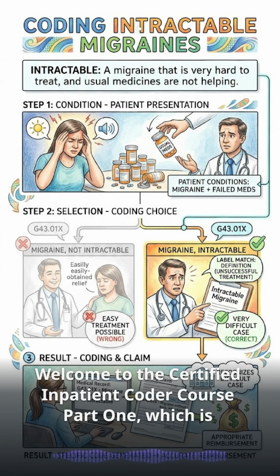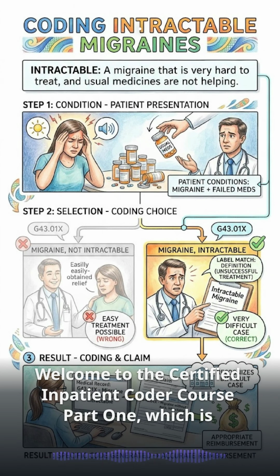We are now beginning section 1 of this course, which covers the basic rules of medical inpatient coding. We will start with the basic rules of inpatient coding, because this is the foundation of your job. Inpatient coding is very different from outpatient coding, mostly because we focus on the principal diagnosis heavily. The principal diagnosis is the main reason for the stay, which is determined after the hospital discharges the patient.